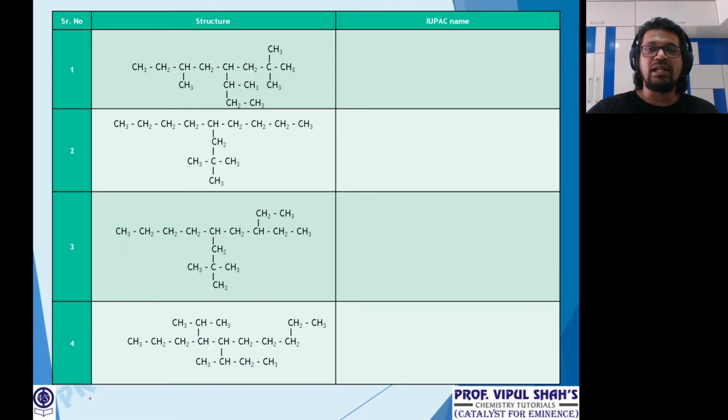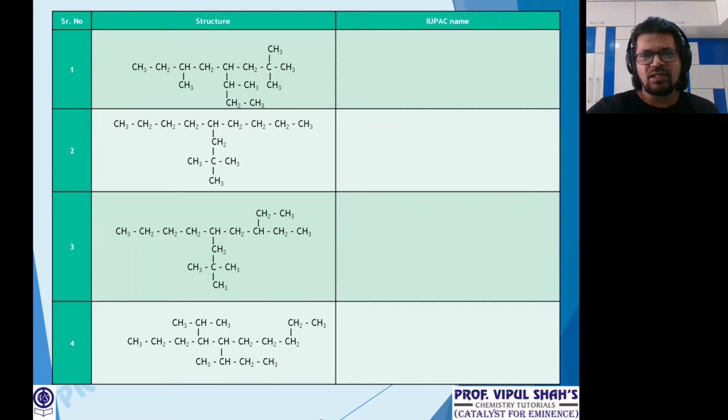First rule, select the longest continuous chain of carbon atoms. Second, the continuous chain is that which has maximum branches attached to it. If I have 2 or 3 sides with the same continuous chain, check the chain which has more branches. The more the branches, that's your continuous chain.